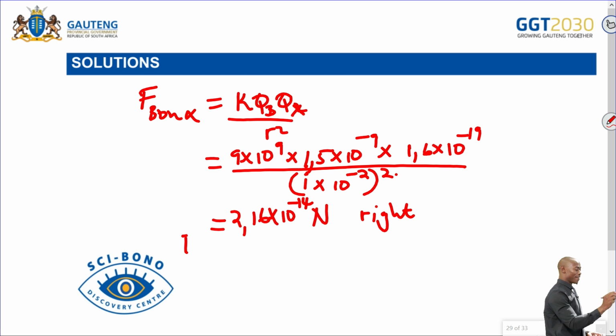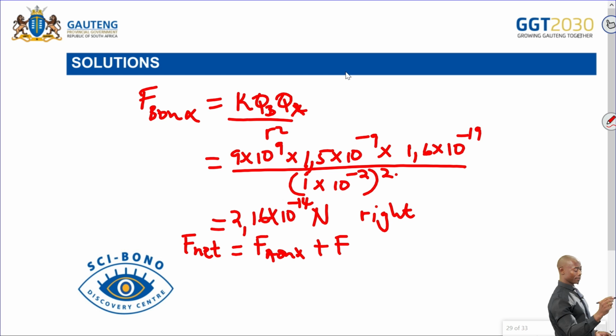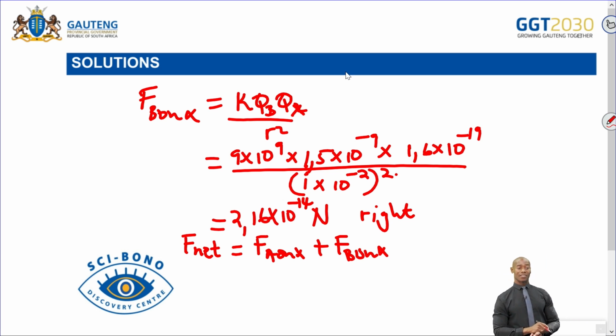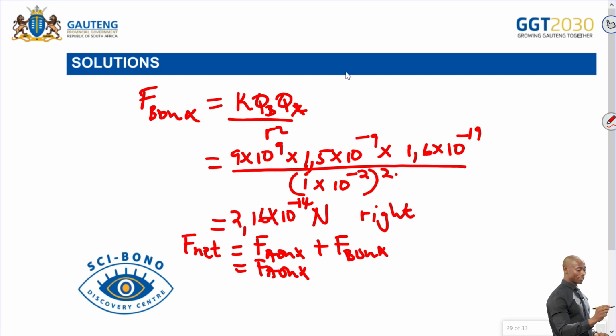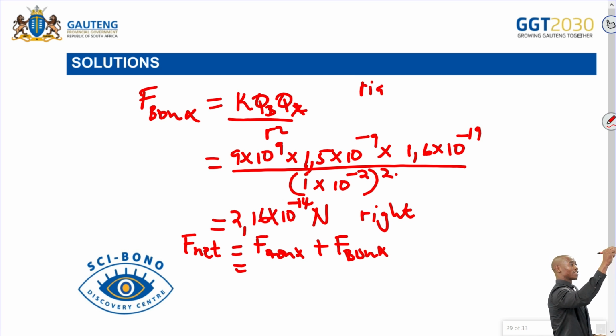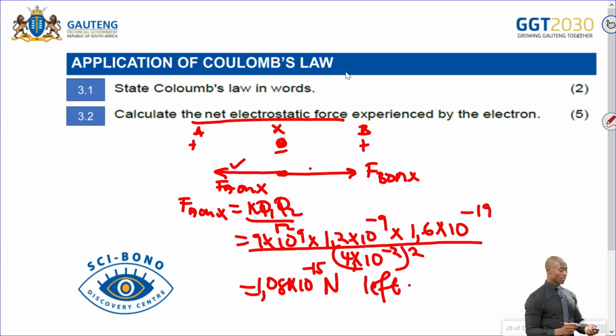To the right. Then F net for forces in one dimension, it will be F A on X plus F B on X, right? But you can see the direction is not the same, right? So they're acting in opposite direction, which means it depends which direction you are taking as positive, and which one you are taking as negative. So let's take right as positive. So left will be negative. So FA on X is acting to the left.